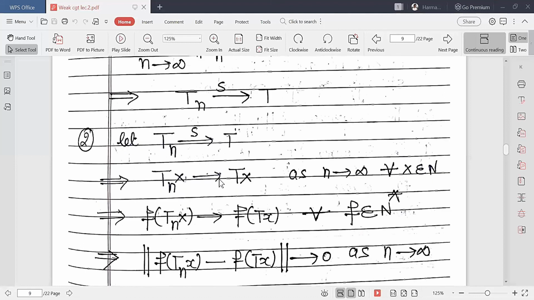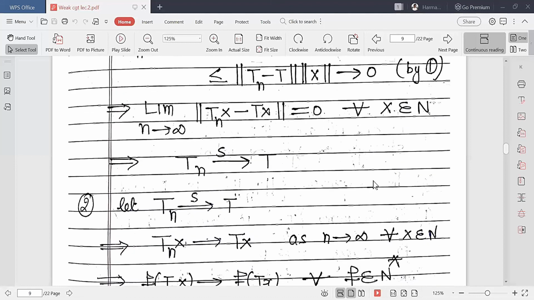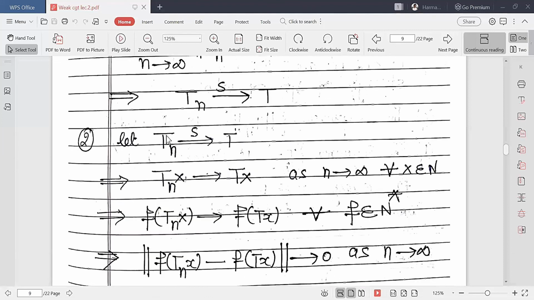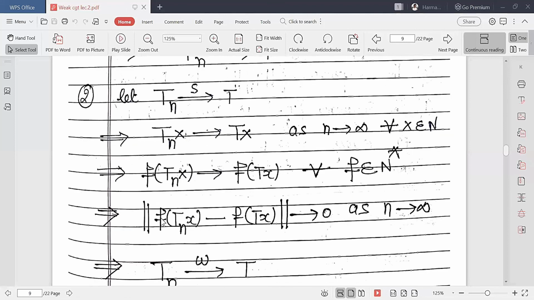Number 2. Every strongly convergent sequence is weakly convergent. For example, let Tn be strongly convergent to T, then by definition Tnx approaches Tx as n approaches infinity for every x belonging to N. Our purpose is to prove that f of Tnx approaches f of Tx. Why does it imply that?